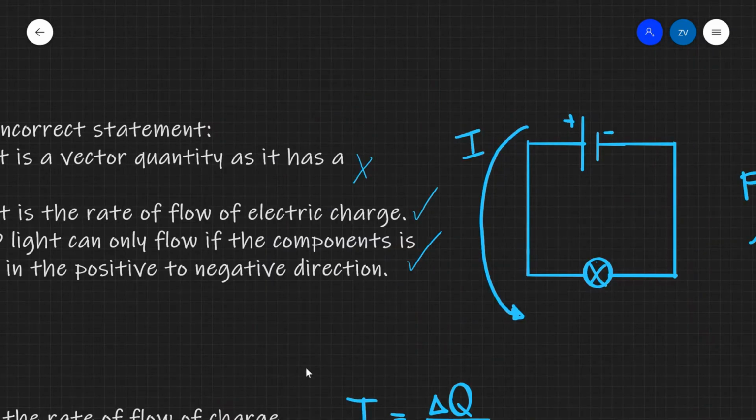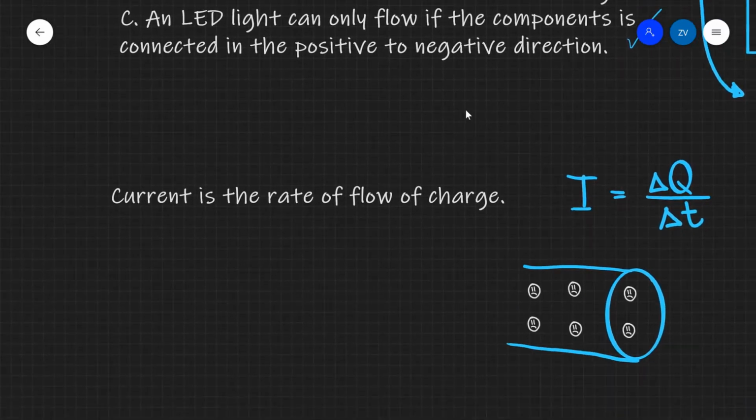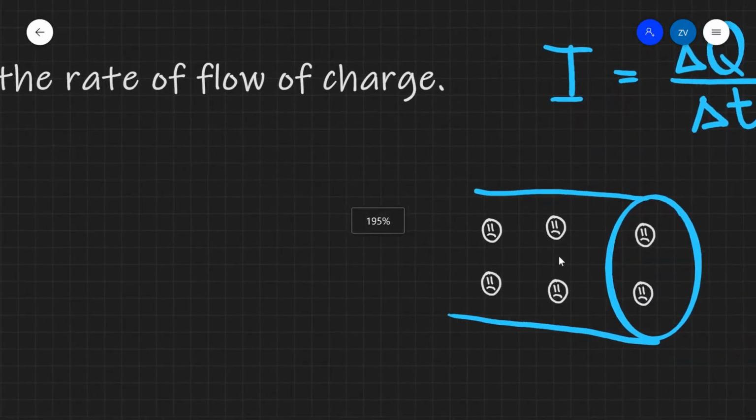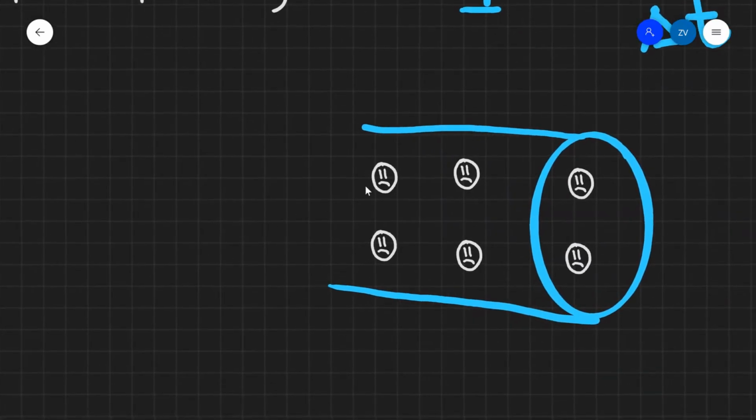Now let's remind ourselves what current actually is. The standard definition that you may be asked in an exam situation is that current is the rate of flow of charge. In other words, if I have a wire, the current will be the rate at which the charge in the wire is actually flowing through the wire. How many of those electrons are passing through a given cross-sectional area per second?